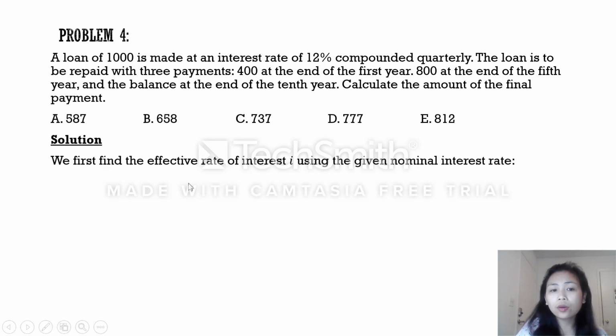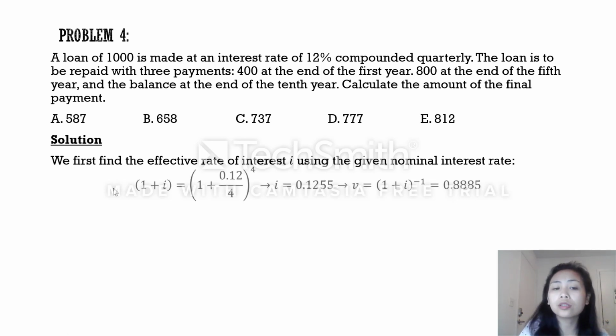One thing you need to know is the question gives you a nominal interest rate, but the interest period is still a year. So we are going to find the corresponding effective rate using the nominal rate. So we first find the effective rate of interest I using the given nominal interest rates. So let's say I is the effective interest rate.